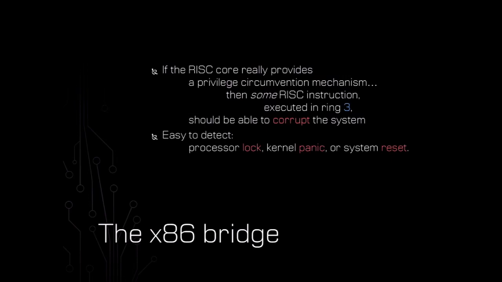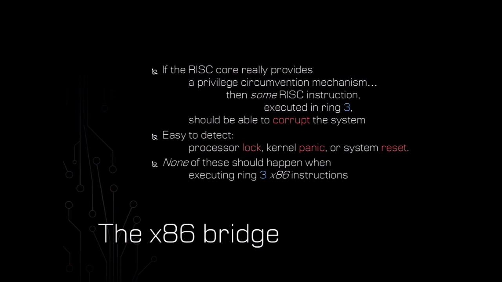If the processor locks or the kernel panics or the system resets, that would be a sure sign that we executed a RISC instruction, because none of those things should be able to happen if you're just executing ring 3 x86 instructions. So if we detect any of that behavior, we know that we've found a corrupting RISC instruction and therefore found the x86 bridge instruction as well.